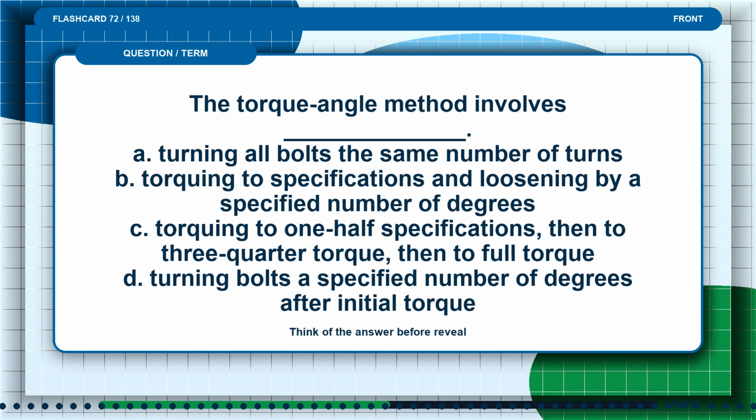Flashcard 72. The torque angle method involves blank. A. Turning all bolts the same number of turns. B. Torquing to specifications and loosening by a specified number of degrees. C. Torquing to 1/2 specifications, then to 3/4 torque, then to full torque. D. Turning bolts a specified number of degrees after initial torque. Pause and think of the answer before the reveal.